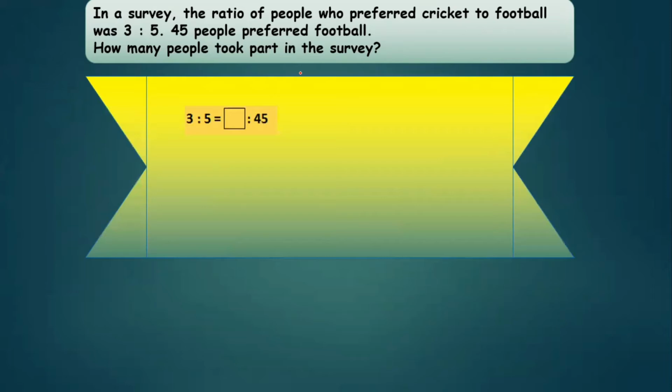So let us take here, we can see 3:5. So here comes a picture of equivalent ratio. So 3:5 is what to 45? Here we need to find out the equivalent ratios. So how do we find the equivalent ratios now?